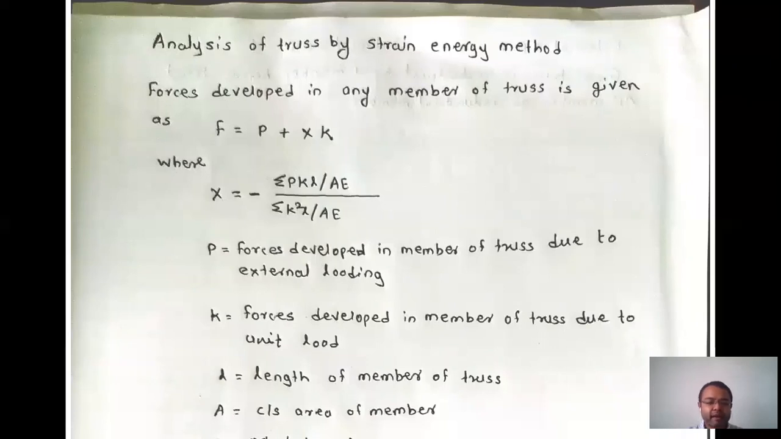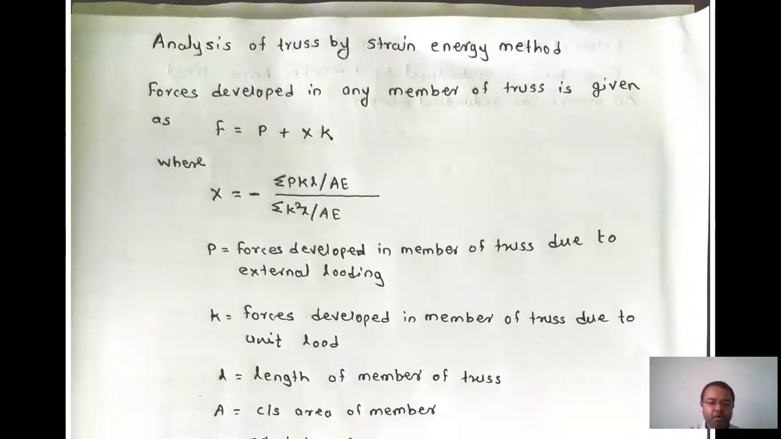Analyzing means again we have to find the forces in the members of the truss, by any method, joint method or section method. So this is the P forces. K forces means we have to remove the externally applied force on the truss and provide a unit force to the redundant one.